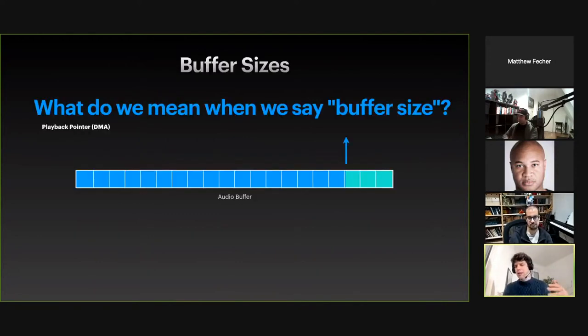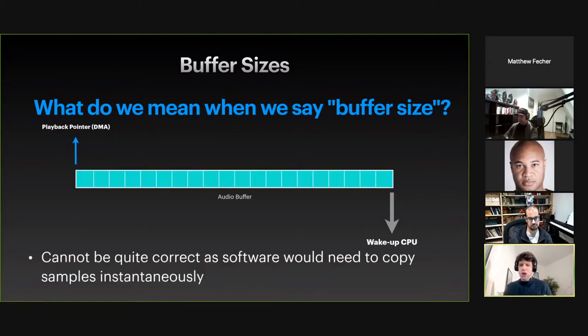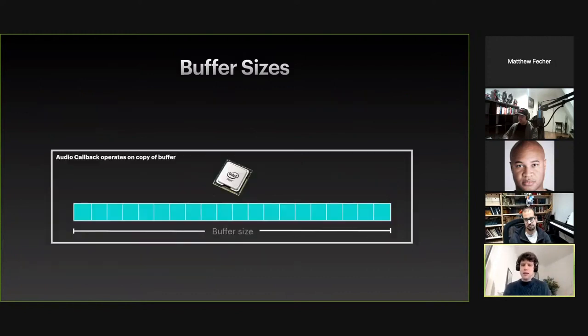I mean, let's look at this audio buffer thing again, right? We have our DMA pointer. And this DMA pointer slowly increments until it reaches the end. And only then it wakes up the CPU and then it wraps around. But that's a bit strange, right? Because if it only then wakes up the CPU, how on earth can I, in an instant, deliver audio? So I basically in an instant have to replace the old buffer with a new buffer. And then the playback can continue because the playback pointer has wrapped around. It's expecting new samples now.